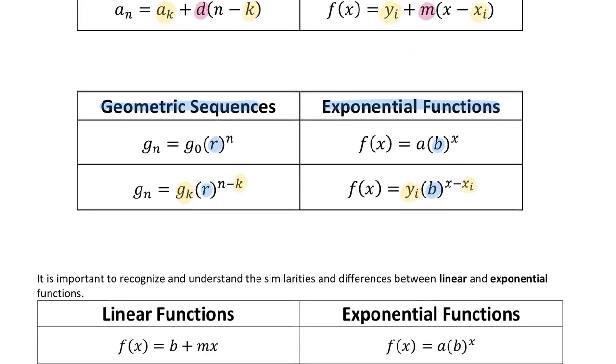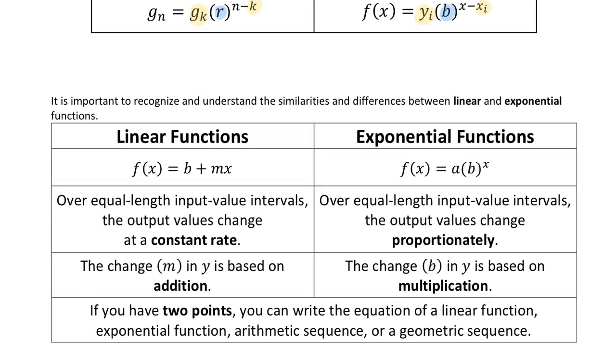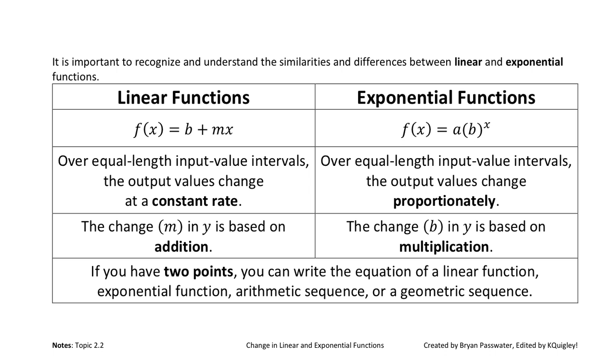Okay, but it is important to understand the similarities and differences between linear and exponential functions, which is really the change and the differences we're looking for today. So again, my linear functions act like those arithmetic sequences, and my exponential functions act like those geometric sequences. Now we have the two formulas here. They both have a way they are changing. Linear functions, again, change at a constant rate. They have a slope, so we have a constant rate of change. But because we are multiplying in exponential functions by this base value, by the common ratio, that means that the output values change proportionately.